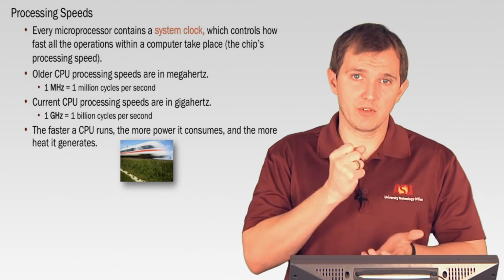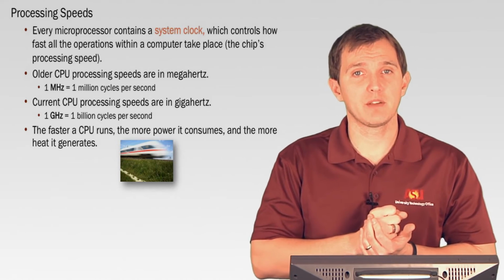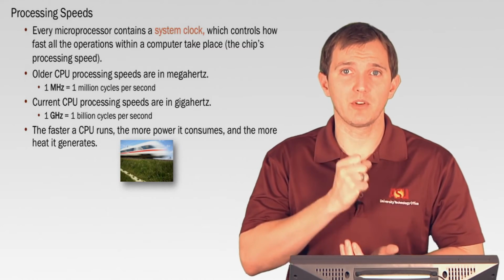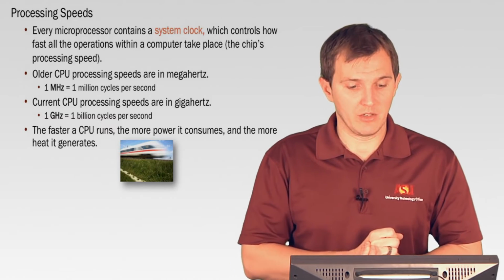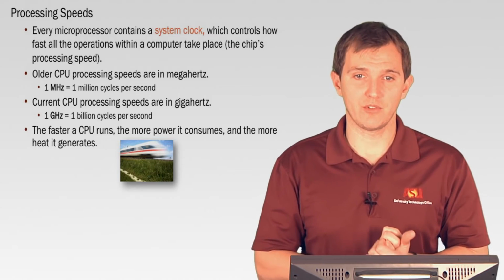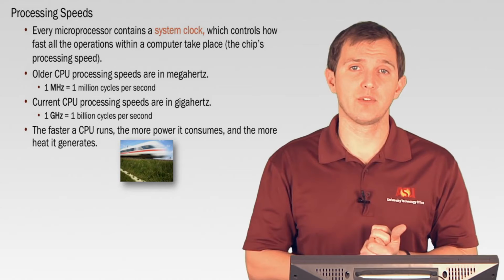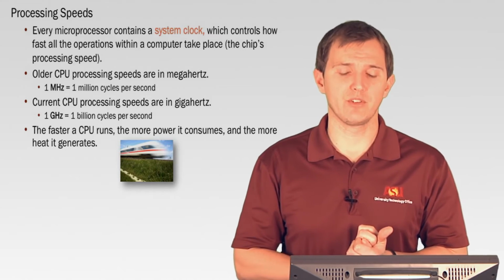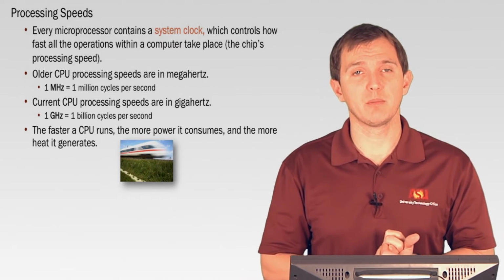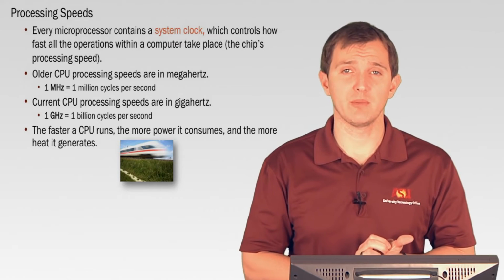So the faster they can get that crystal vibrating, the more instructions the computer can execute, the more times it can open and close the transistor. An older CPU's processing speed is in megahertz. As I said, the first Apple II was 15 megahertz, which is ridiculously slow by today's standards. The first iPhone, I believe an iPhone 3G, was 550 megahertz.